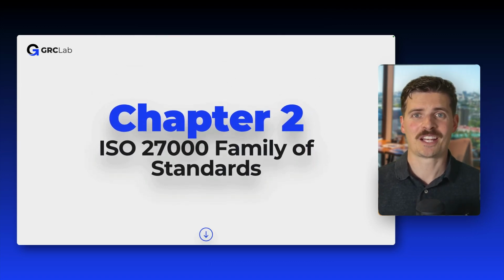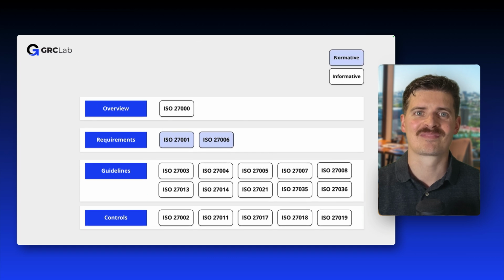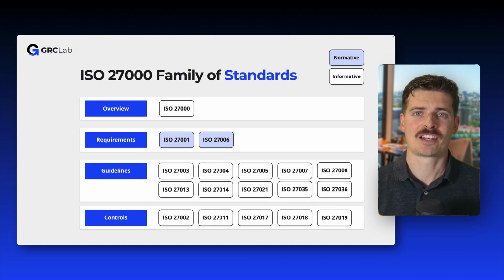In this lecture, you will get to know the ISO 27000 family of standards. Now, the ISO 27000 family of standards is a series of interrelated standards that can be combined to form a comprehensive framework for information security management. There are basically four categories of standards within this family. There's an overview standard, standards specifying requirements, standards providing guidelines, and standards that contain and describe the controls.